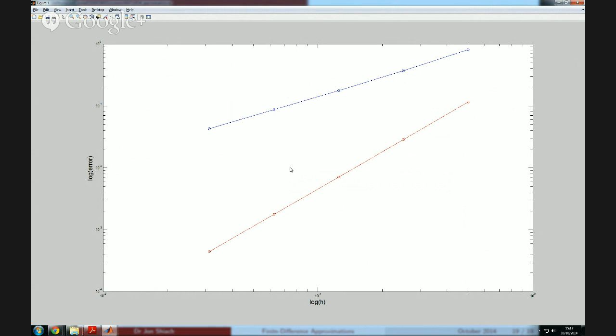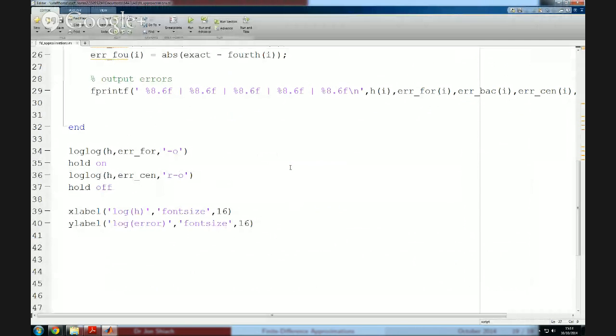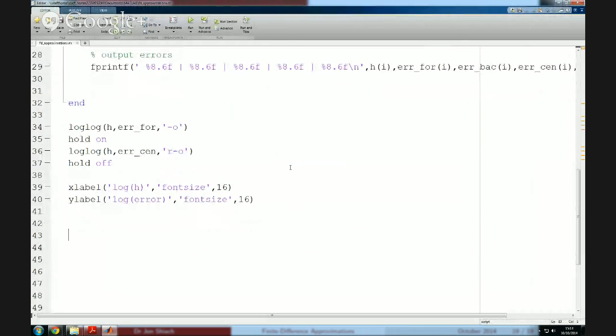Okay, so to do that, I'm going to approximate the orders. So my estimate of the forward, FOR stands for forward, I'm going to estimate what the order of that method is. So we have the log of the error using the first h, minus the log of the error using the fifth h.